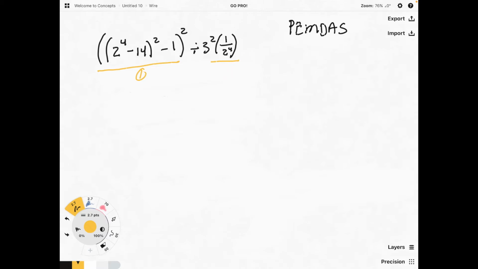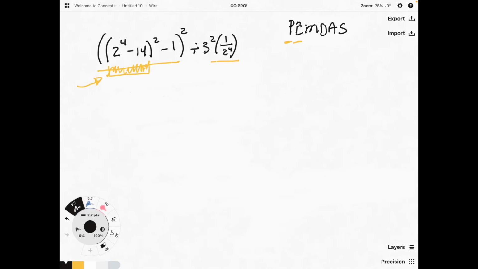Okay, so we're working with the first parenthesis, and we ask ourselves the same question again. Are there any parentheses within the parentheses? And we do. We have one right here. So then you ask yourself again, are there any parentheses within the parentheses? And the answer is no. So technically we are done with parentheses, and we can go to exponents when dealing specifically with this section right here. So looking at that, we're going to do 2 to the 4th power, which is 2 times 2.